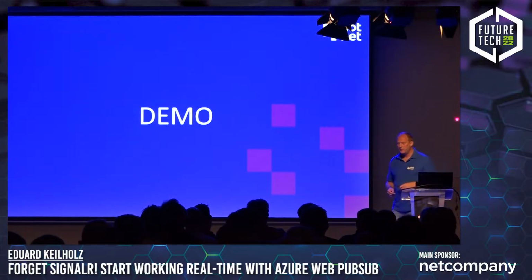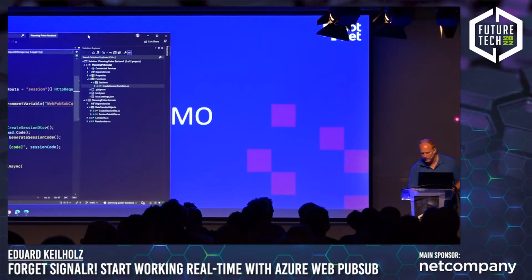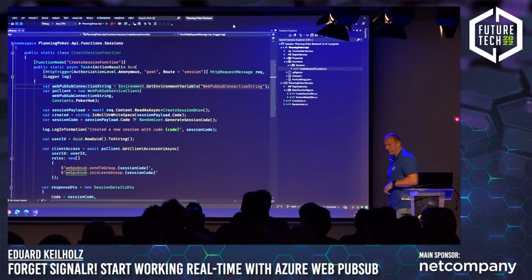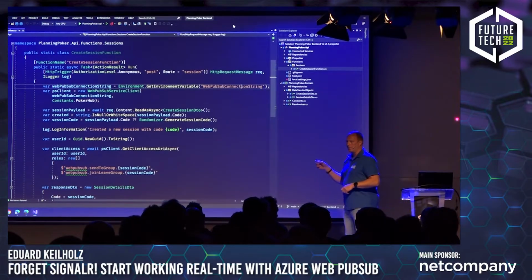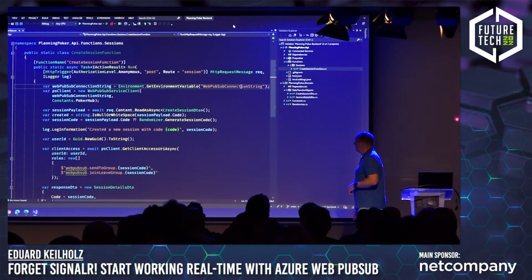All right, let's go into my demo. And now I'm going to have troubles because my mouse is dead. I'm going to drag in, first of all, the function that I created to be able to connect to my Web PubSub service from the client side. So this is an Azure function, and it's triggered by an HTTP POST request.